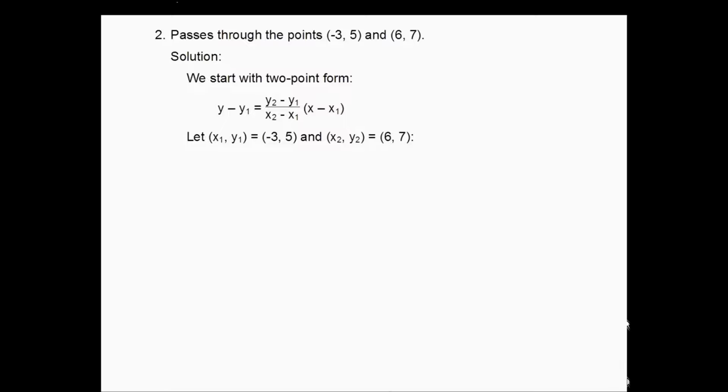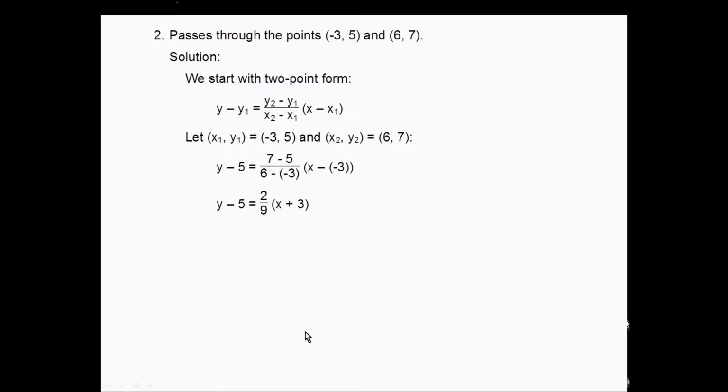So now we just start plugging in the numbers. So I'll have y minus 5 is equal to 7 minus 5 over 6 minus negative 3 times x minus negative 3. Now again, be very careful. Make sure you put the right numbers in the correct location. Now let's start doing some simplification. Okay, minus minus will be plus. 7 minus 5 is 2, and 6 minus negative 3 is 9. So I have y minus 5 is equal to 2/9 times x plus 3.